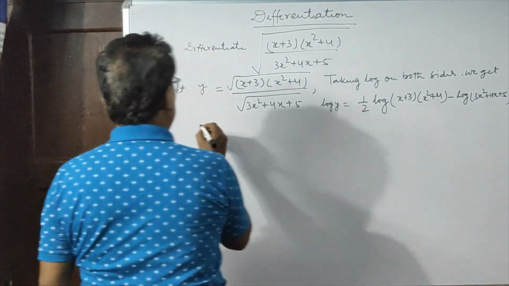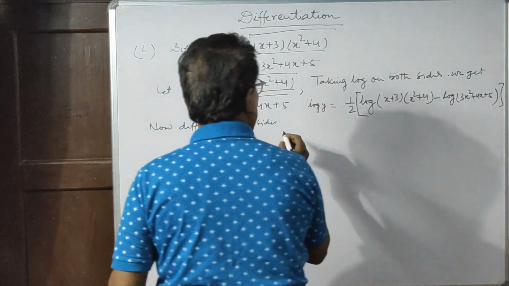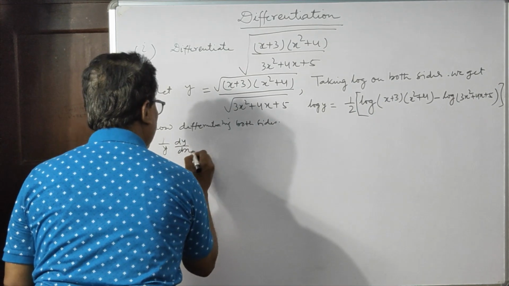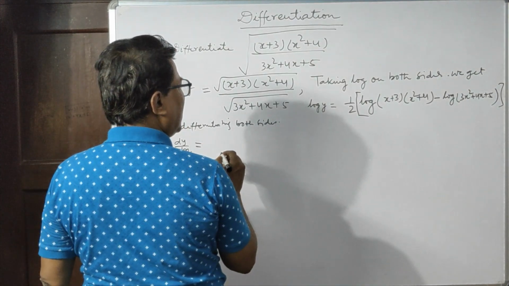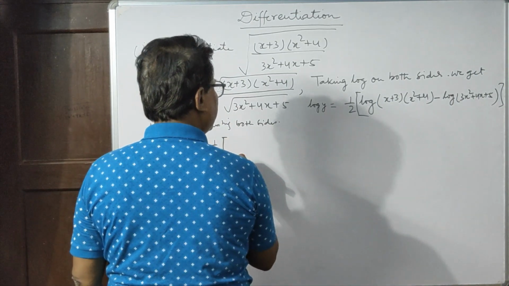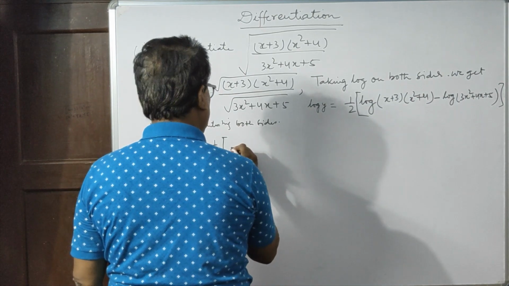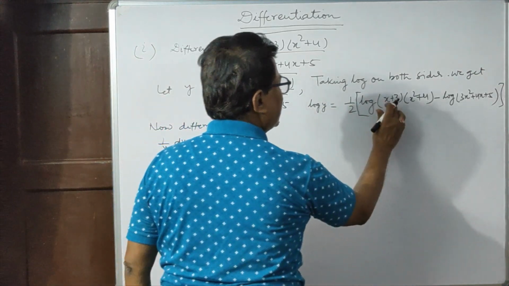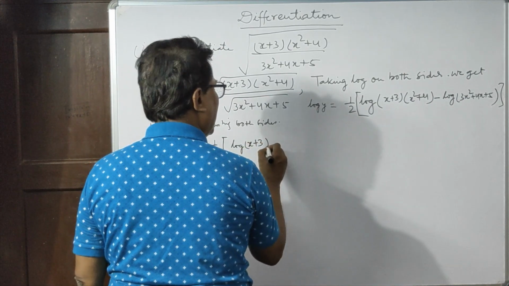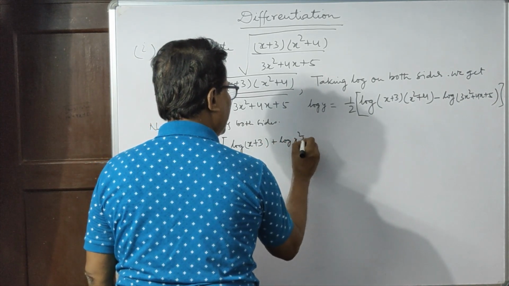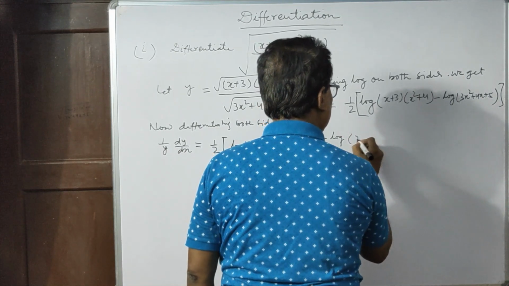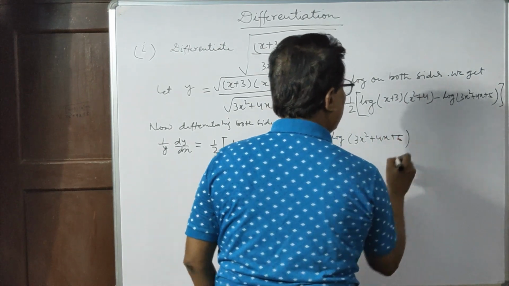Now differentiate. Then you will get 1 by y dy by dx equal to 1 by 2 of the derivatives of log (x plus 3) plus log (x squared plus 4) minus log (3x squared plus 4x plus 5). How will we get this?